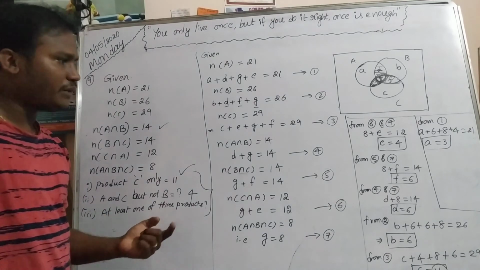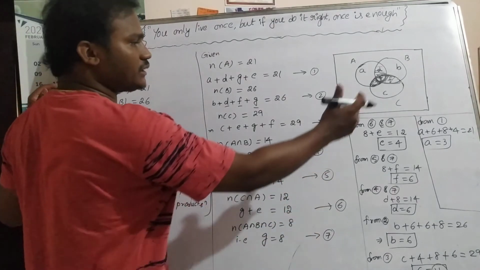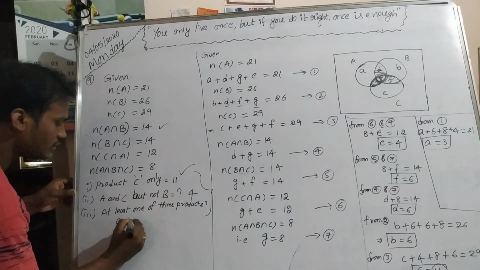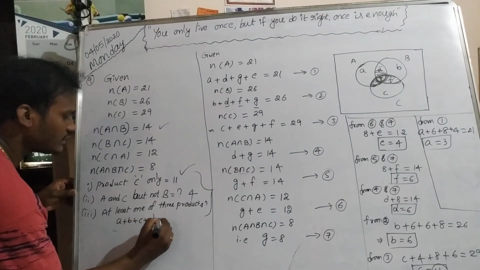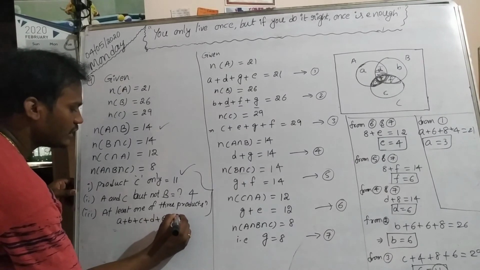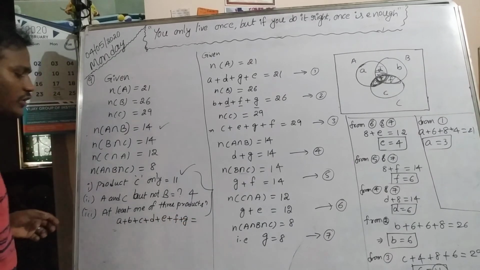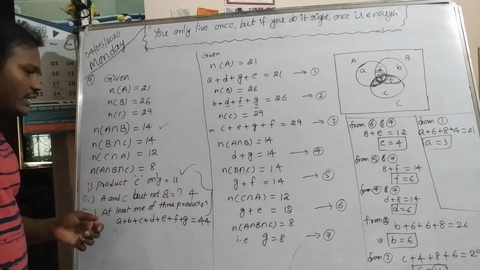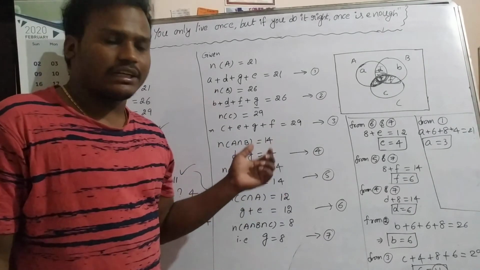At least one of the 3 products means you have to add everything. That is A plus B plus C plus D plus E plus F plus G is equal to how much in total? Add all the values and you will get 44. So this is the required answer.